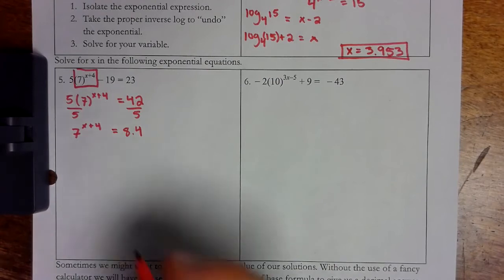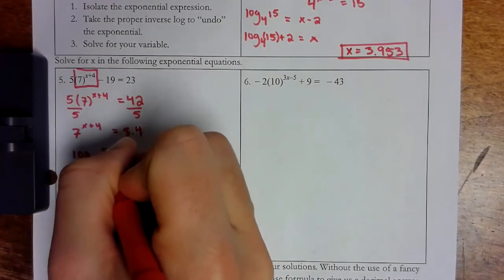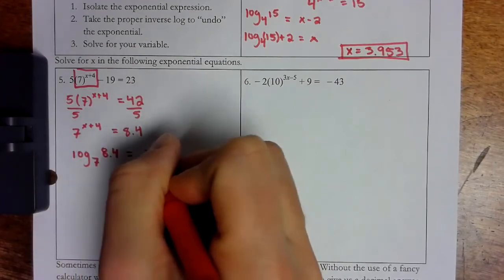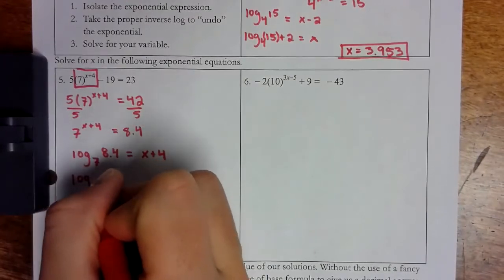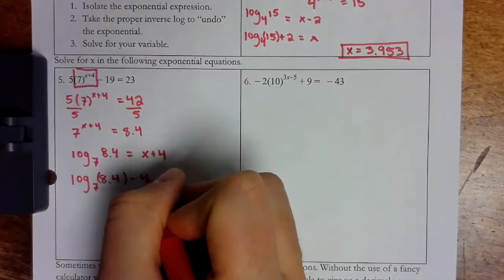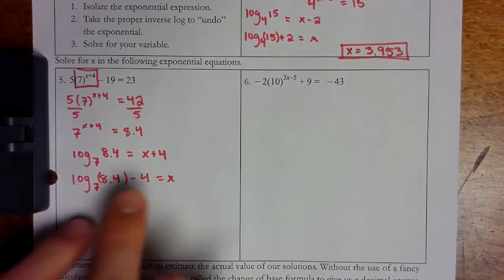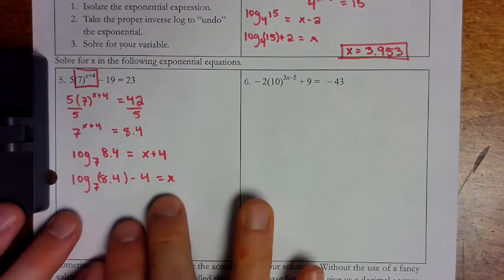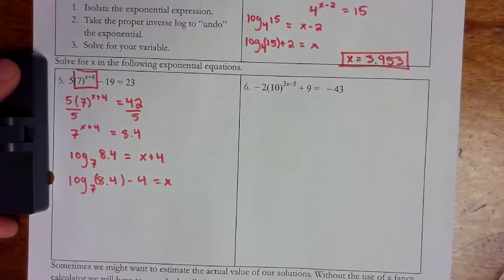And so now I can go ahead and write my corresponding log. So log base 7 of 8.4 equals x plus 4. So all I need to do is subtract 4 from both sides. And I have x by itself. And I'm done. So again, we want to come up with a value here. Let's actually skip to the bottom and come back to this and show us how we can do this with any calculator. And for now, again, if you don't have a calculator, this answer will 100% work.